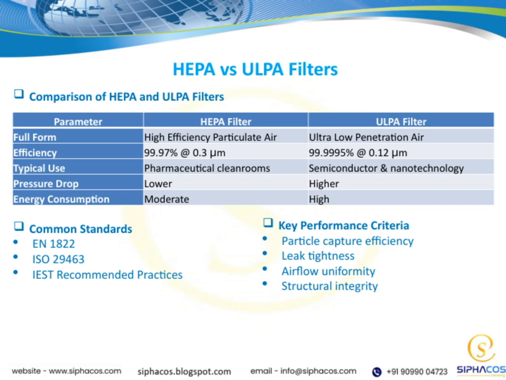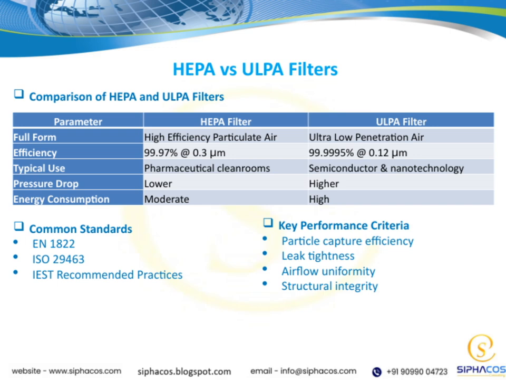Now, let's compare HEPA and ULPA filters. HEPA filters, which stand for high-efficiency particulate air, are designed to remove at least 99.97% of particles as small as 0.3 micrometers. They're commonly used in pharmaceutical cleanrooms where maintaining a sterile environment is crucial. ULPA filters, or ultra-low penetration air filters, take this a step further with a removal efficiency of 99.9995% at 0.12 micrometers, making them ideal for applications like semiconductor manufacturing and nanotechnology, where ultra-clean conditions are essential.